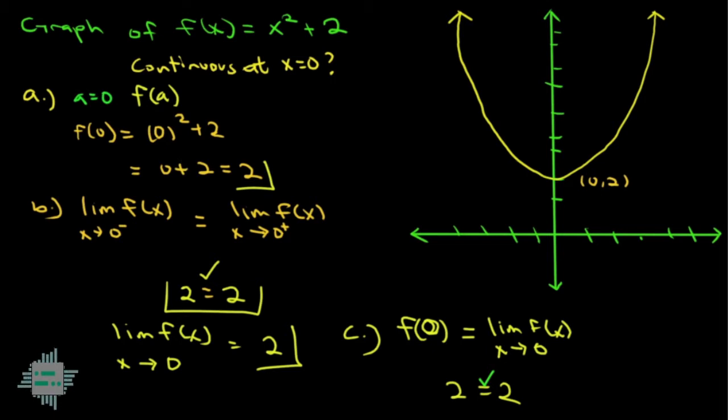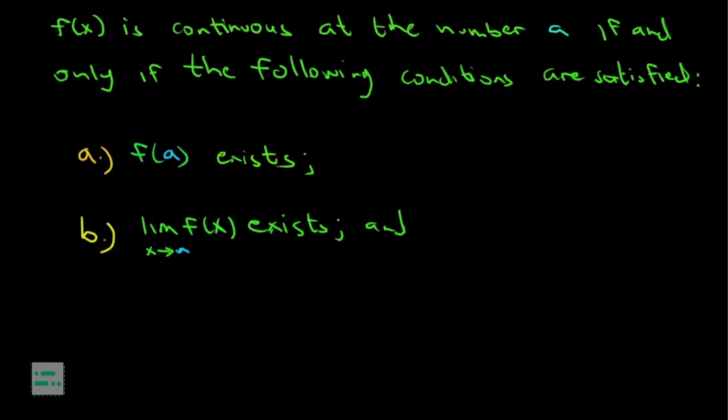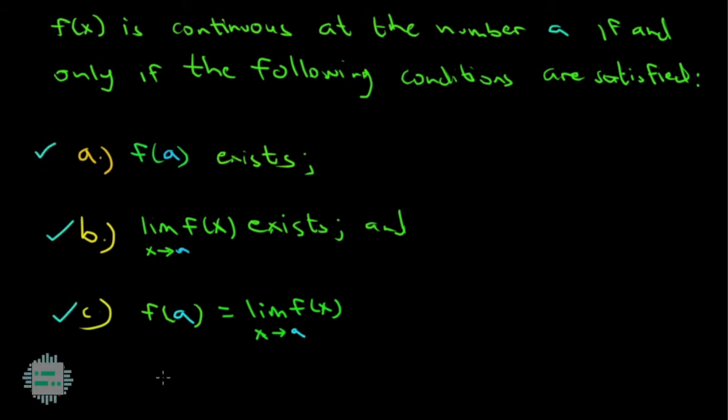Mangyayari lang yun kung nami-meet lahat ng conditions. Balikan natin to, no? Kailangan lahat ito ay ma-meet para matawag natin na yung isang function ay continuous at a certain number a. Paano kung isa o higit pa ang hindi nag-satisfy o hindi natin nakuha? Then we can say that the function is discontinuous at a.